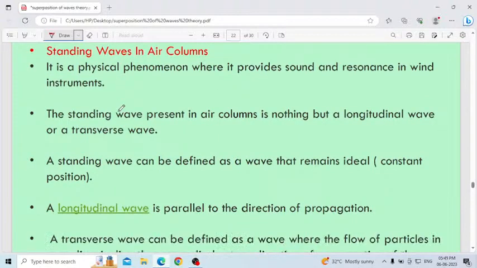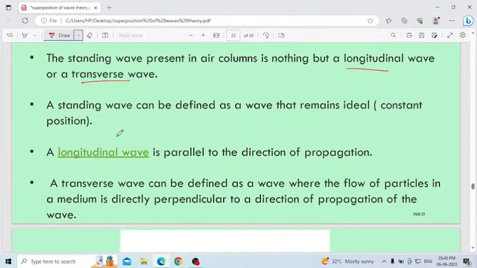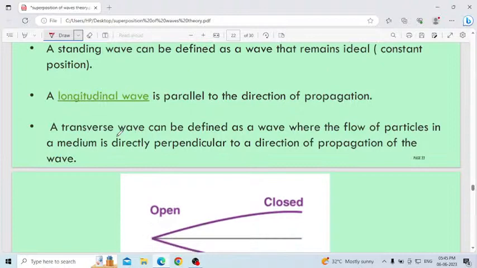What is the use of the standing waves? It gives a rhythmic movement of the sound waves, then it will set up a resonance, and that will be helpful for the musical instrument. The standing wave present in an air column is nothing but a longitudinal wave, transverse wave. Standing wave is a combination of both longitudinal and transverse wave. A standing wave can be defined as a wave that remains in an ideal or constant position. What is meant by longitudinal wave?